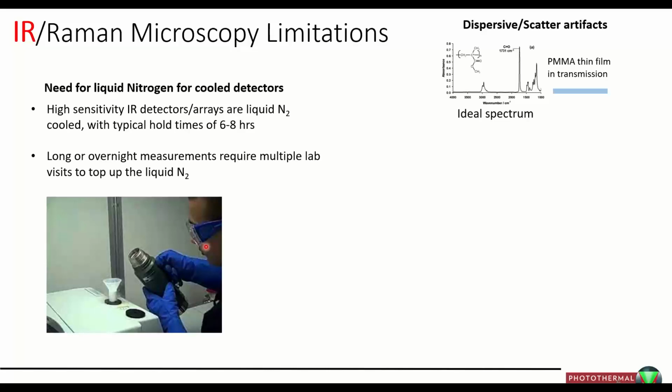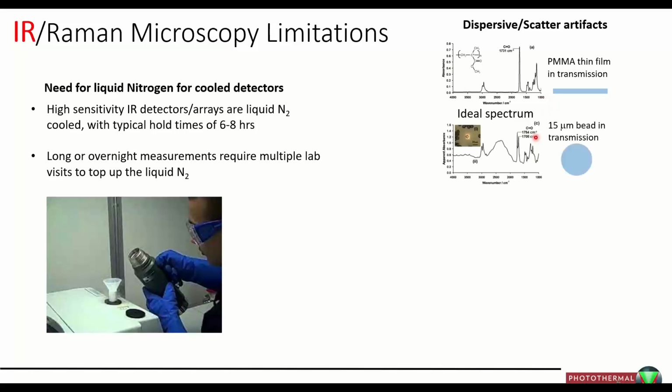But one of the biggest issues, and perhaps even the most underappreciated issue, is that of these so-called dispersive scattering artifacts. Now, in the image here I have an ideal spectrum, and that really comes from transmission measurements of a thin film of PMMA. As I said before, a thin film measured in transmission generally gives you the best quality spectra, and what I mean by good quality is a nice flat baseline, symmetric peaks. That's a pretty good looking spectrum.